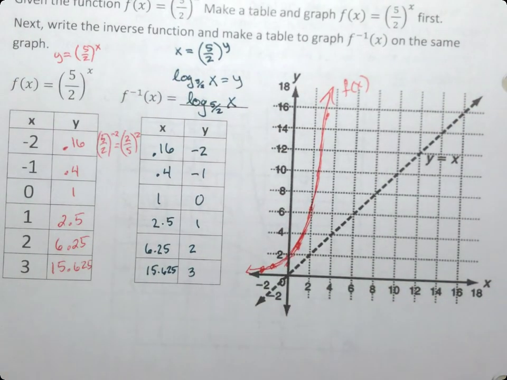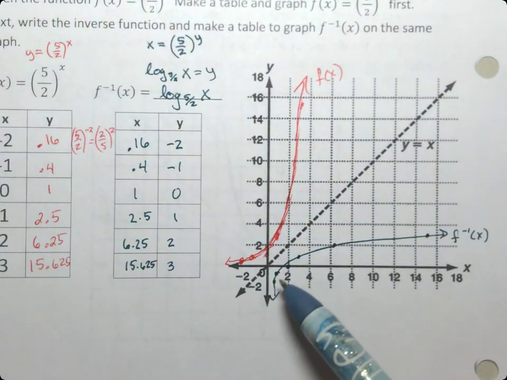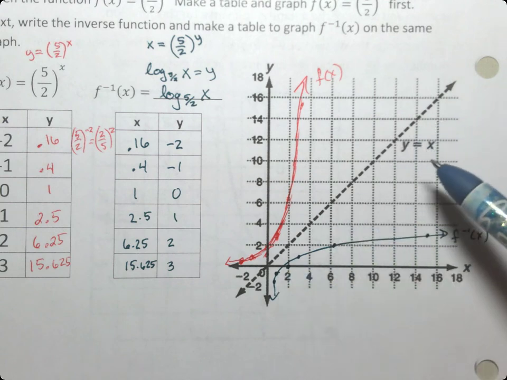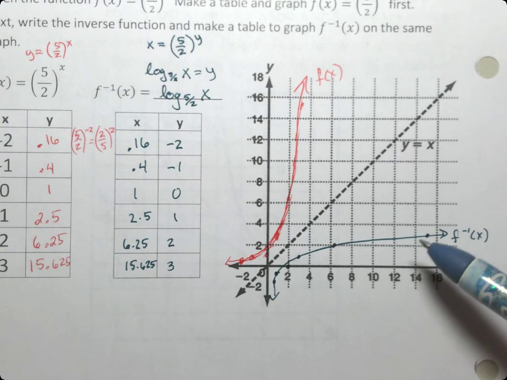Okay, now take a second and graph your inverse. So we've graphed it, we've got our inverse function, we see our line of symmetry at y equals x, thus flipping the x's and the y's. Okay with that?